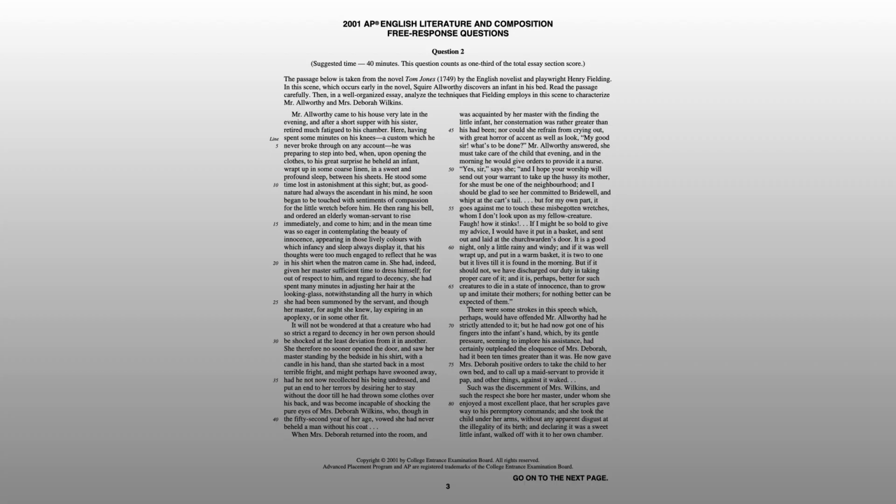So what I did, and what you should have done as well, is you took a look at the 2001 prose analysis question. It said: this passage is taken from the novel Tom Jones, which is an 18th century novel by the English novelist and playwright Henry Fielding. In the scene, which occurs in the novel, Squire Allworthy discovers an infant in his bed. Read the passage carefully, then in a well-organized essay, analyze the techniques that Fielding employs in the scene to characterize Mr. Allworthy and Mrs. Deborah Wilkins.